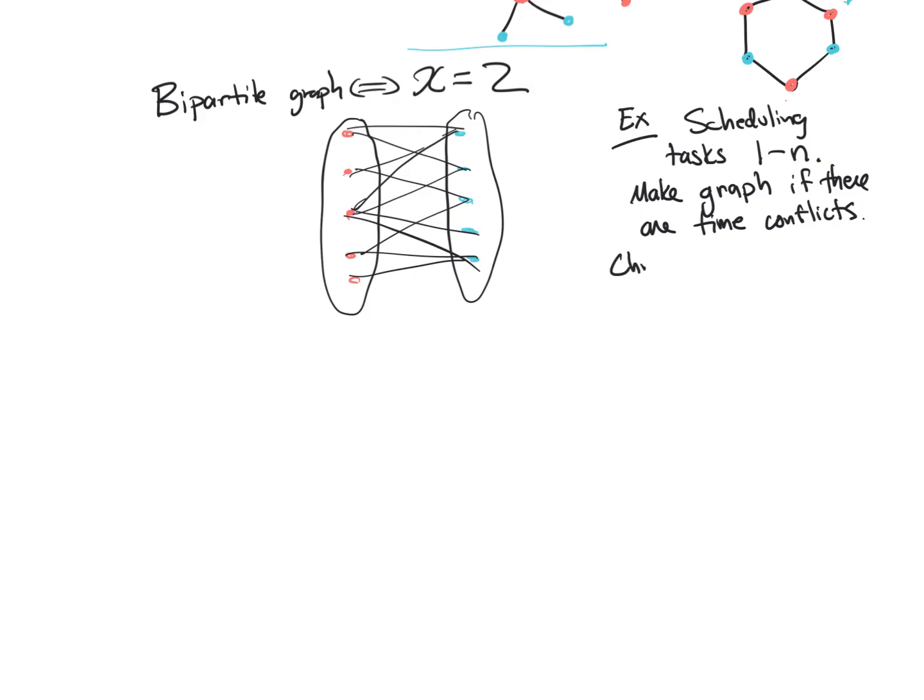The chromatic number of this graph is the minimal number of time slots needed. Okay. Because again, if two things here are the same color, that means that they're non-adjacent. That means that there's no conflict between their times. On the other hand, if they're adjacent, they have to be colored differently, so they have to be given different time slots. Okay?